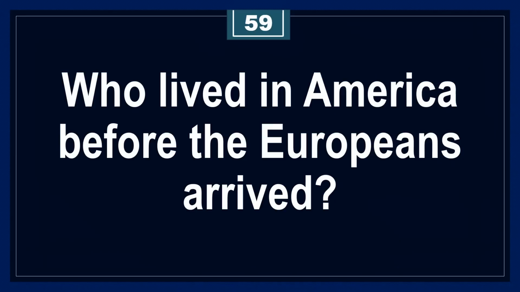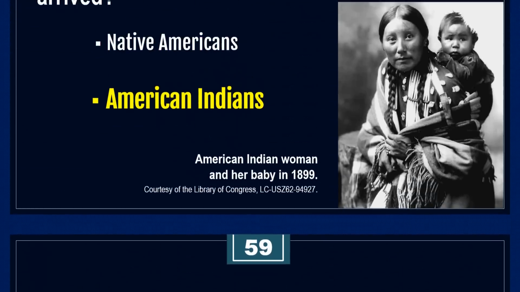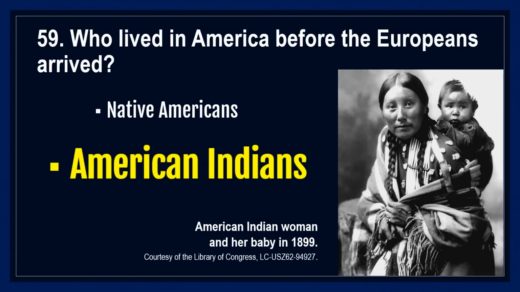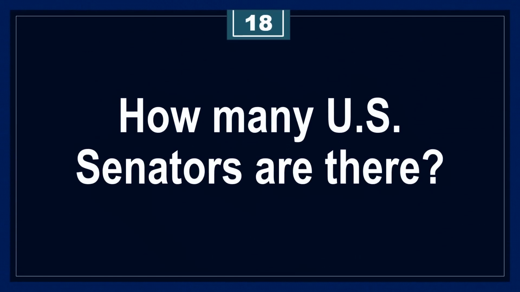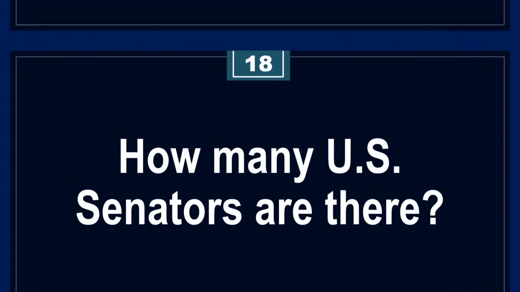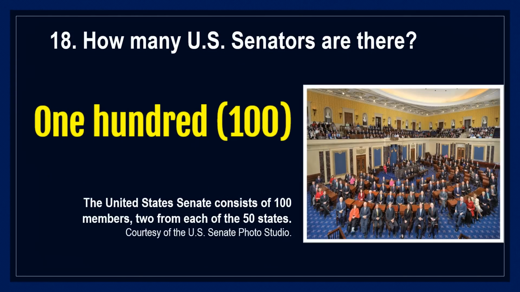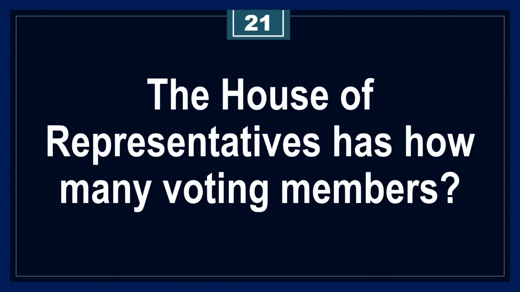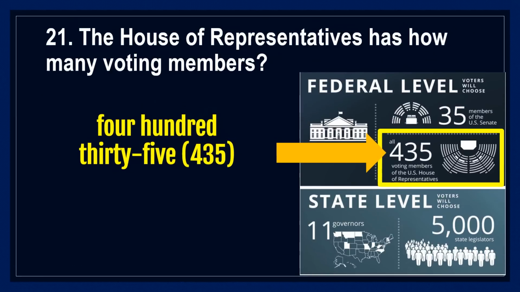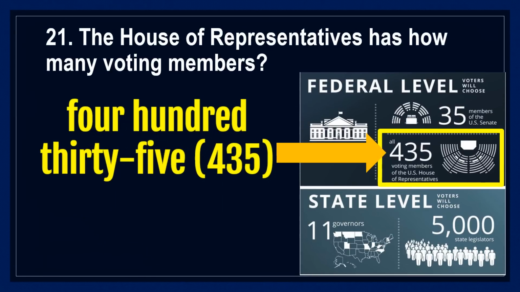Who lived in America before the Europeans arrived? American Indians. How many U.S. senators are there? 100. The House of Representatives has how many voting members? 435.